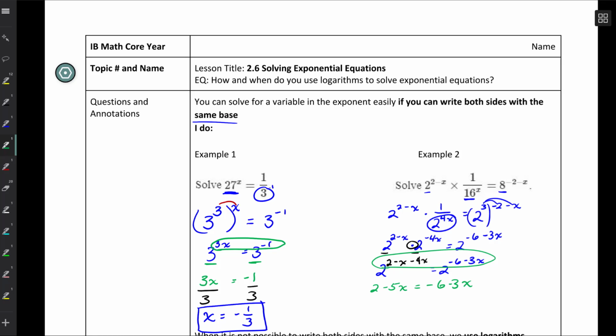Rearranging this, I'm going to move all of my variables to the right-hand side. So that's going to give me a positive 2x on the right-hand side after I add 5x. Adding 6 to the left-hand side, that's going to give me 8. And then this is pretty simple algebra at this point, just dividing by 2. And we have 4 equals x. And look at that. Very elegant, very clean, and actually really, really clever.